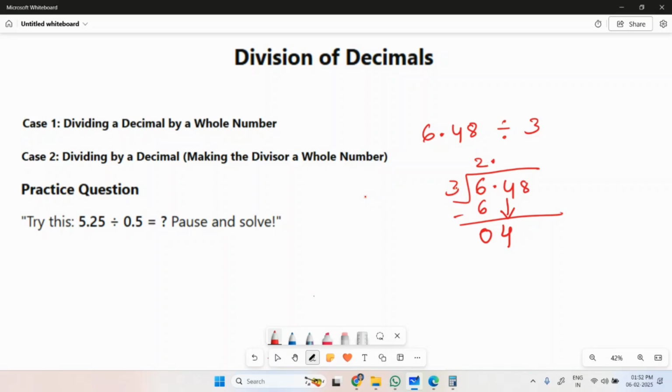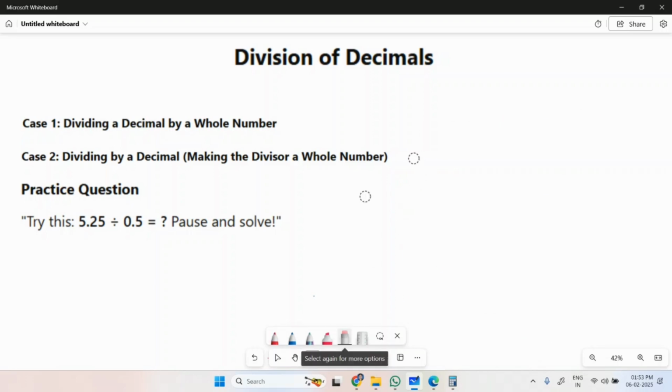Now in 3 times table we do not have 4. Now 3 times 1 will be 3, then 4 minus 3 is 1. Now let's bring down the next decimal place 8. 3 times table, do we have 18? Yes, 3 times 6 is 18. 18 minus 18 is 0. So we got remainder 0 and the quotient is 2.16.